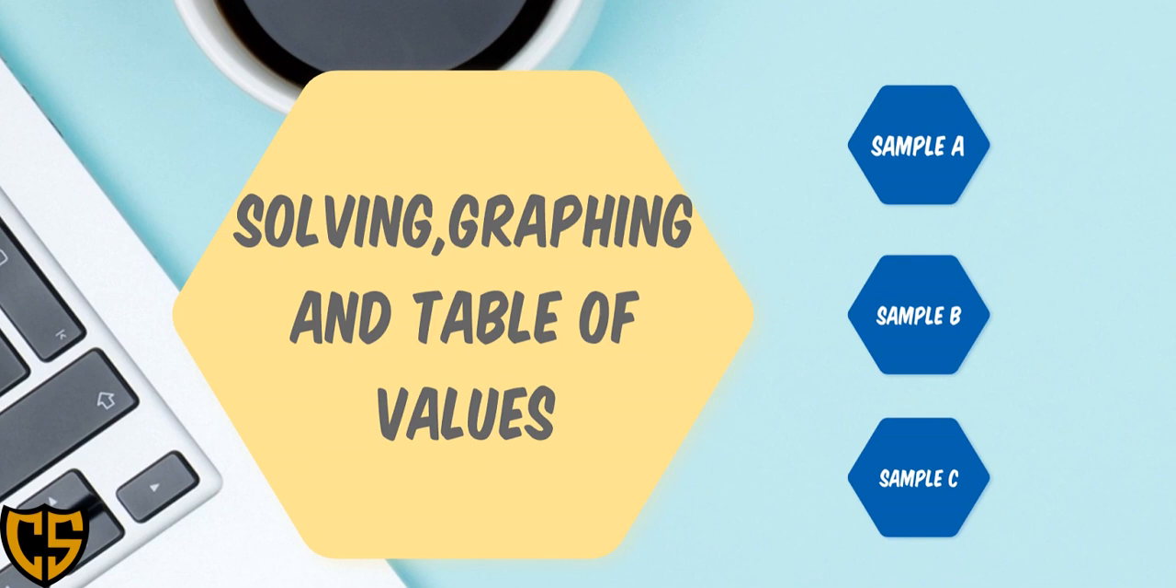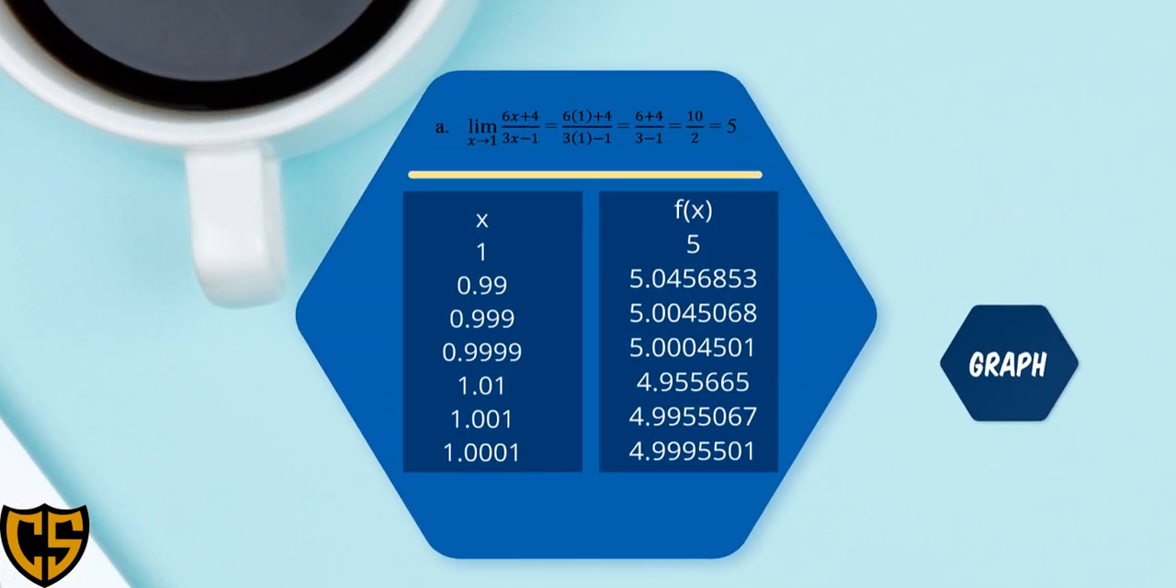So, it's simple. Let's proceed directly to our sample problems so we could better explain what happens, using a graph and table of values. Okay, for example, you are given this problem. You could also find it in the module or inspect it in the book as our reference. We have this problem: the limit of the equation (6x + 4) over (3x - 1) as x approaches 1.